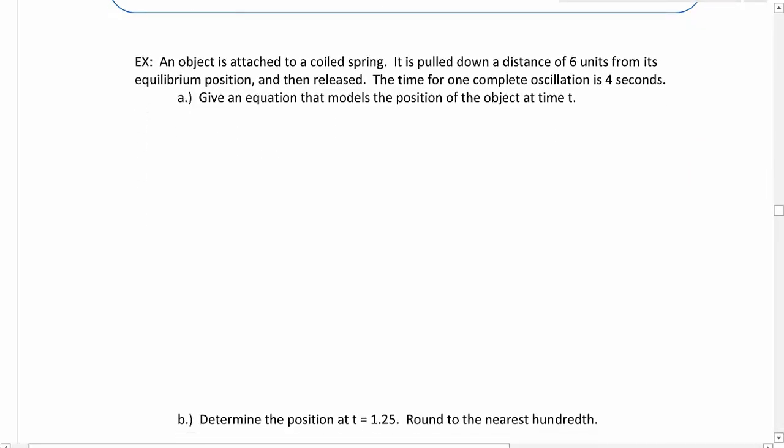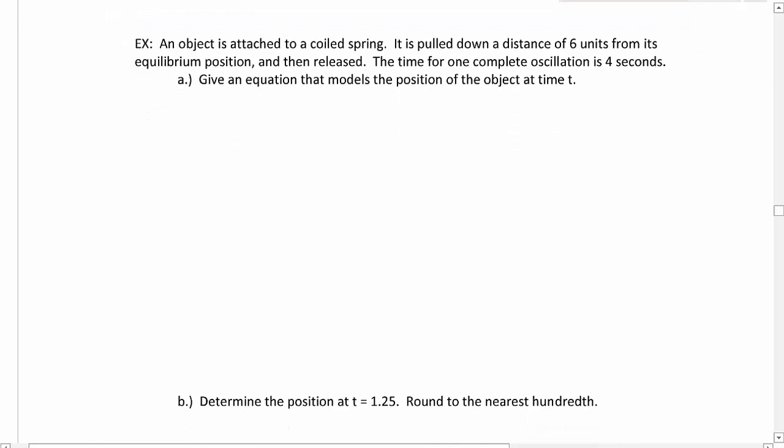Let's look at our first application. An object is attached to a coiled spring. It's pulled down a distance of 6 units from its equilibrium position and then released. The time for one complete oscillation is 4 seconds. So we've got this coiled spring with some kind of weight on it, or object. It's been pulled down 6 units. So we're starting down here at -6.